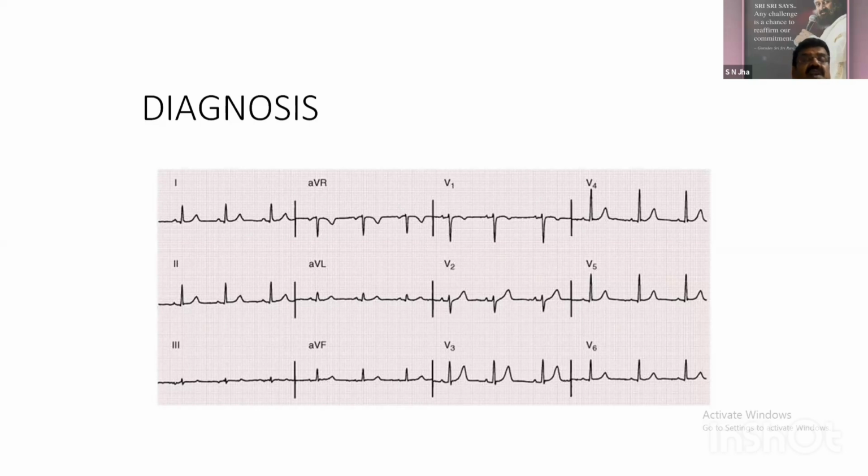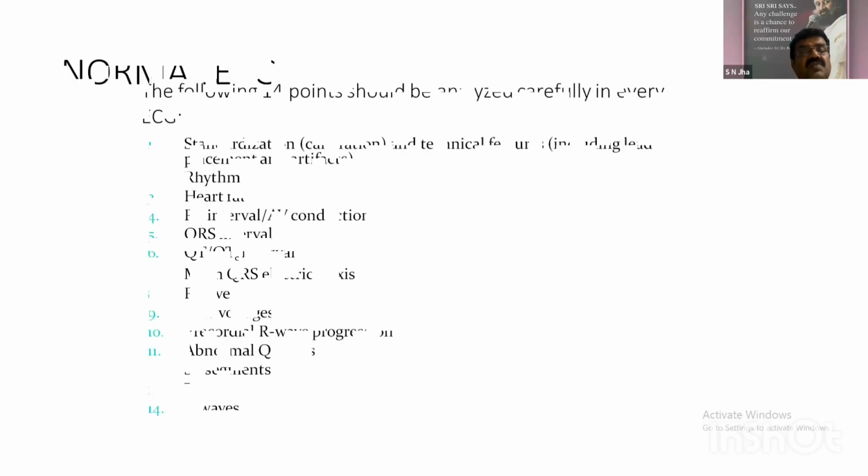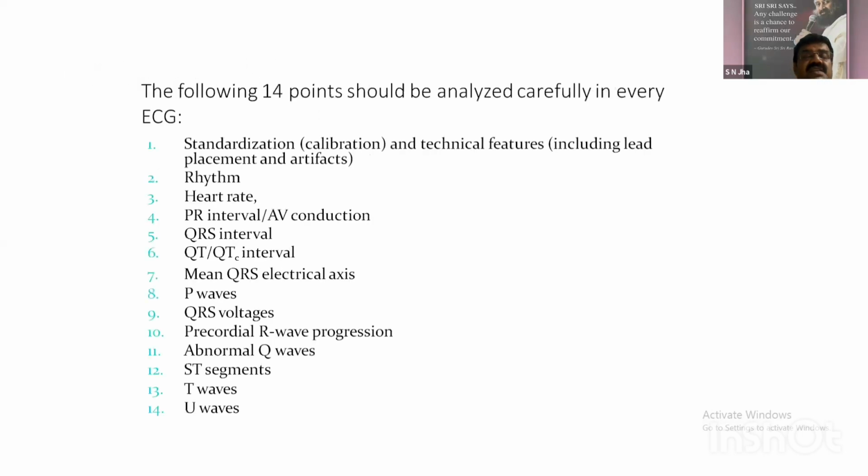We'll look at the rate, we'll look at the rhythm, we'll look at the P waves, we'll look at the PR interval, we'll look at the QRS morphology, we'll look at the T wave changes, we'll see whether there are U waves or not, and we'll see whether the ST segment is horizontal, whether there is any problem, and whether any other waves are present or not. So for a normal ECG, we have to check these points carefully.